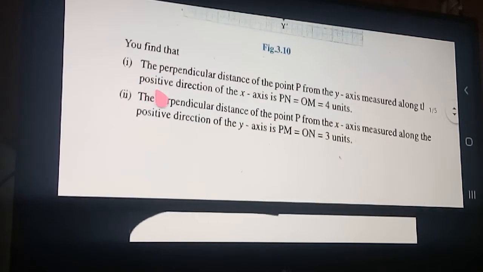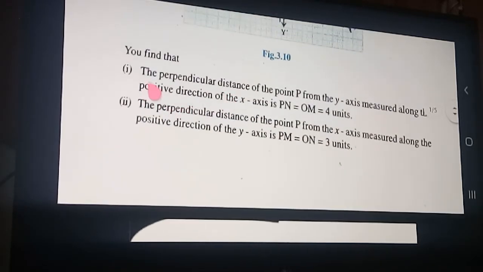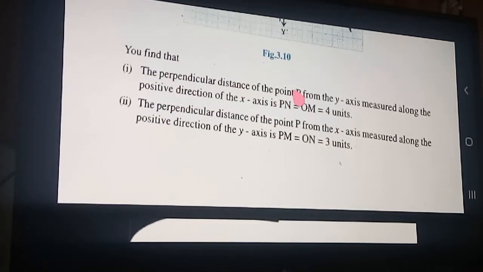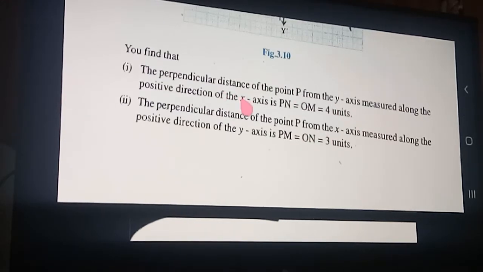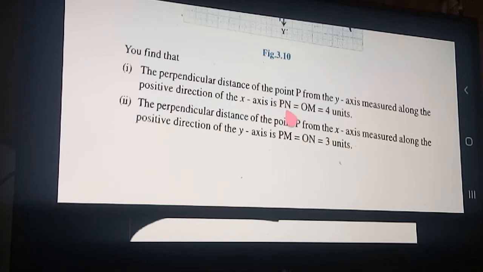See here what is written, you yourself read it. The perpendicular distance of the point P from the y-axis measured along the positive direction of the x-axis, that is PN, is equal to OM, is equal to 4 units. Clear? See here, once more you just see the diagram.